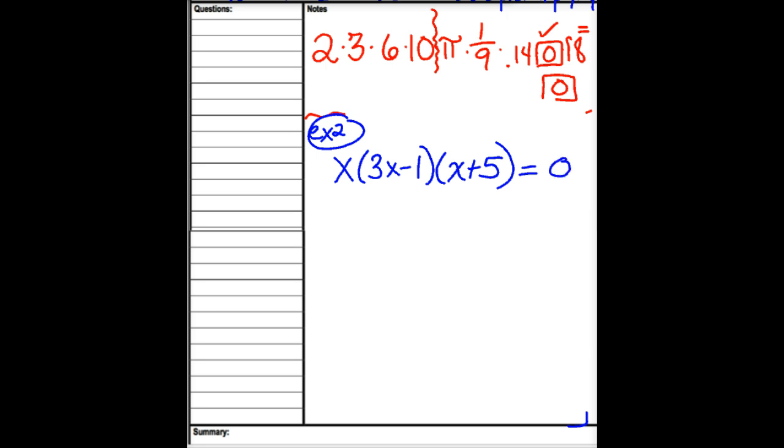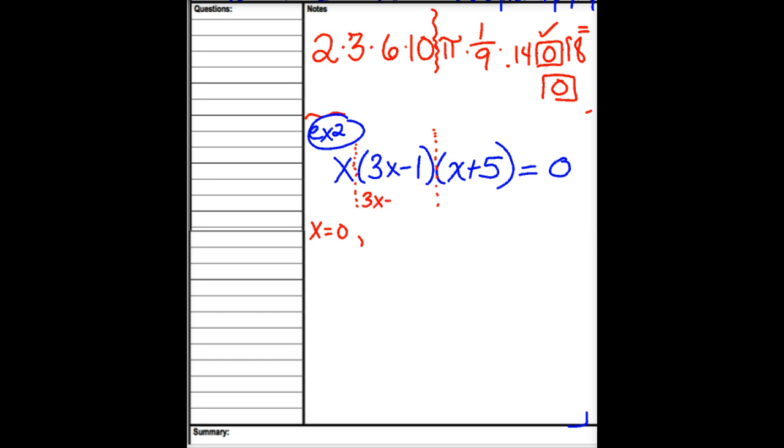Well, what do you know? You know that one of them has to be 0, and there's three things I'm multiplying. So either x is 0, or 3x minus 1 is 0, or x plus 5 is 0. So I just solved those three pieces. Well, what makes x 0 would just be 0. So x equals 0 is one solution.